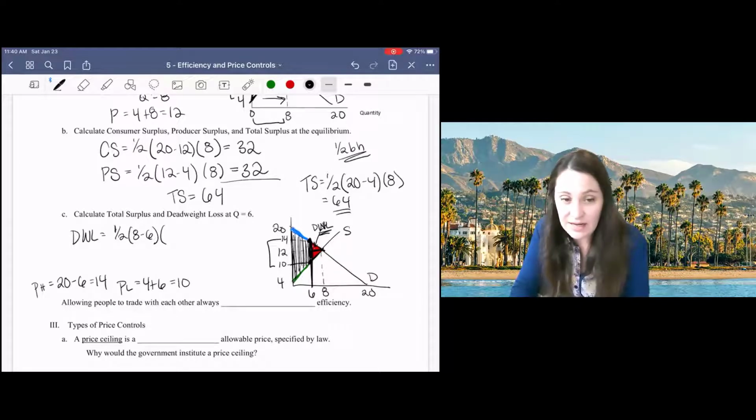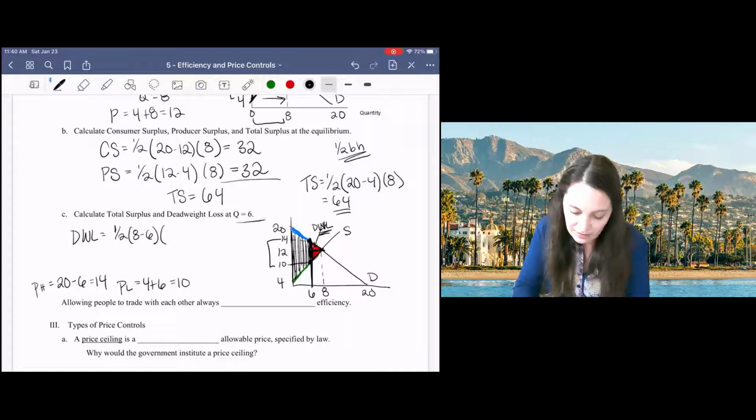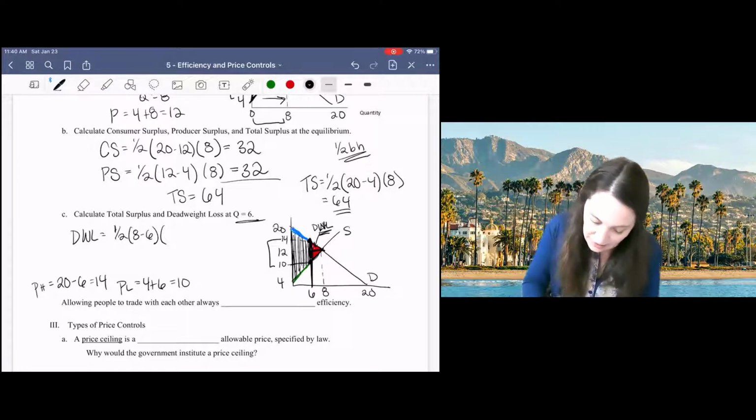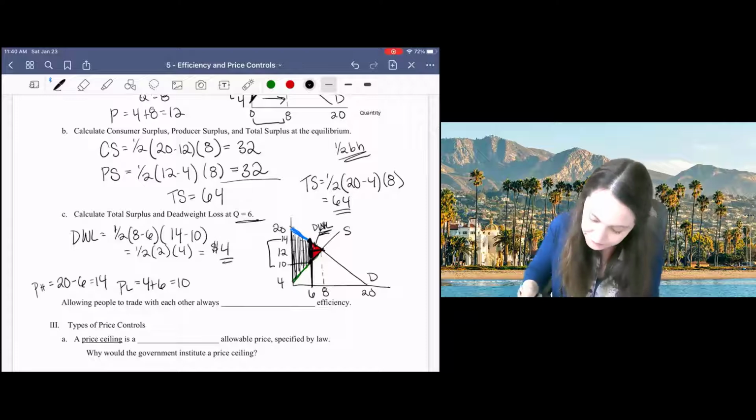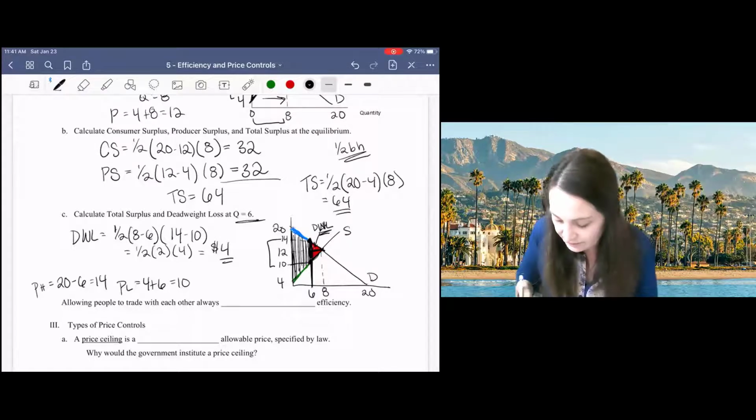There are potential gains from trade that could occur for trades beyond 6, but they do not occur when we're limited to a quantity of 6, and so that generates deadweight loss. And the amount of lost surplus here is going to be, that's 1/2 times 2 times 4, that's equal to 4, at least $4.